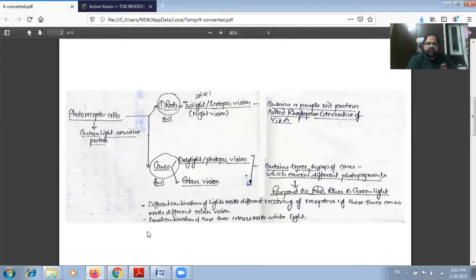Now we can say that the equal combination of these three colors makes white light. This means when all these three cones are saturated, we see white light. And when all these three colored cones are less stimulated, then we see black color.